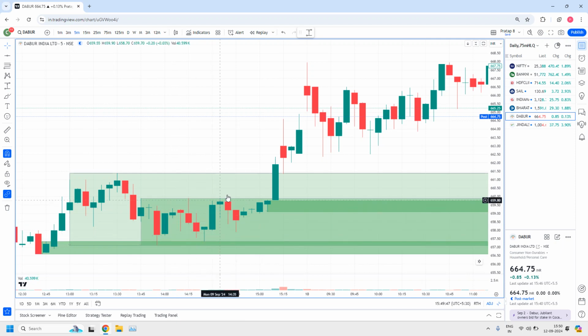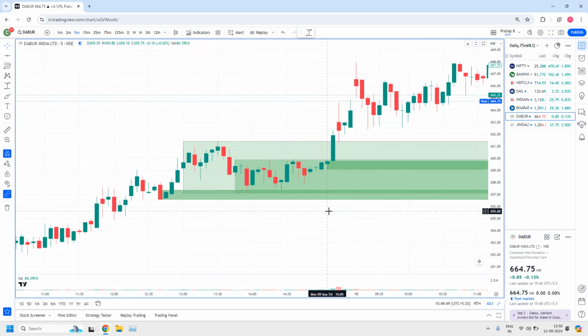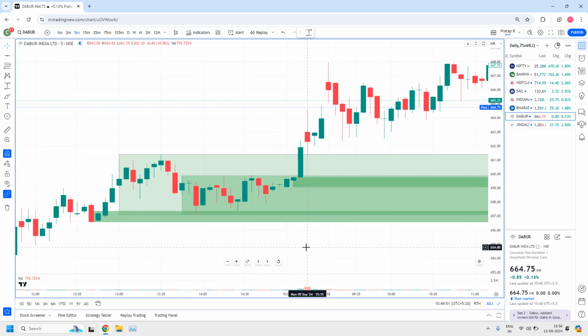Again, second time. So that means we have two fine-tuned zones, a rally base rally and a drop base rally. This rally base rally is at the proximal line of the 15-minute zone. This drop base rally is at the distal line of both the 15-minute zone and the 75-minute zone. 75 minutes is the high liquidity zone, so definitely it will give us multi-testing in the coming days.